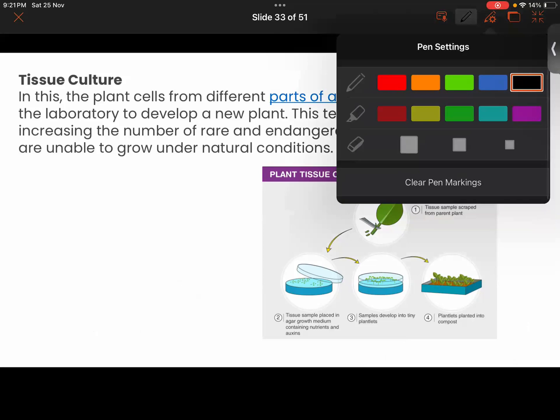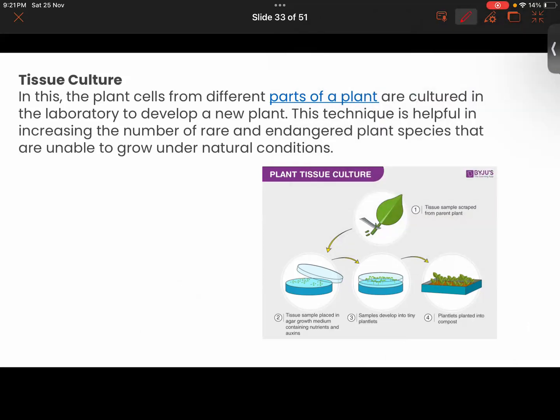See, first of all, the question is what is tissue culture, especially about the plant? Because the manner in which tissue culture is done for plants and for animal cells is different. So here, we are taking plant cells from different parts of a plant. We can't be cutting a single cell, so we basically say we are taking tissues, right?